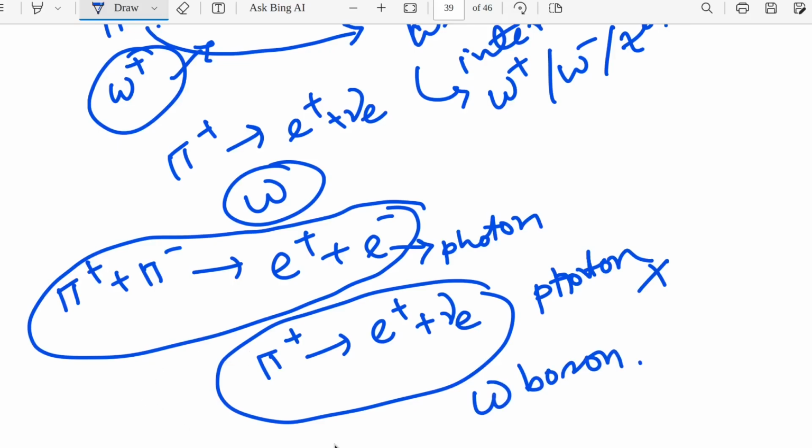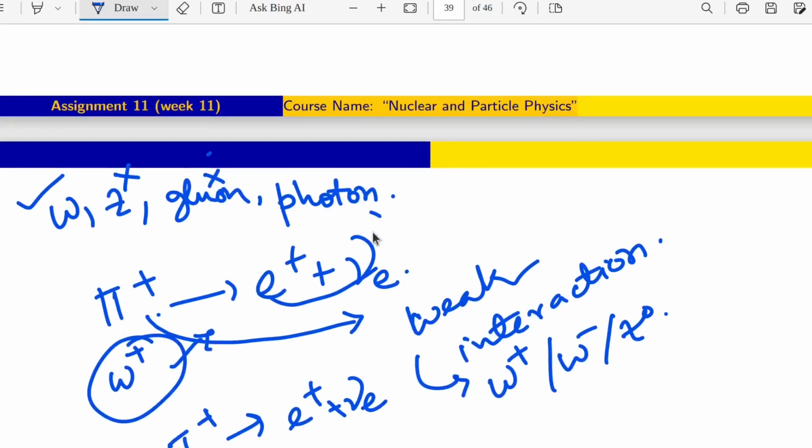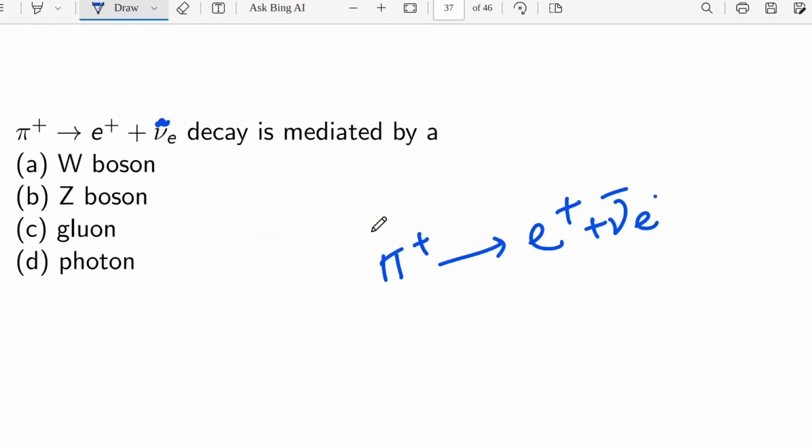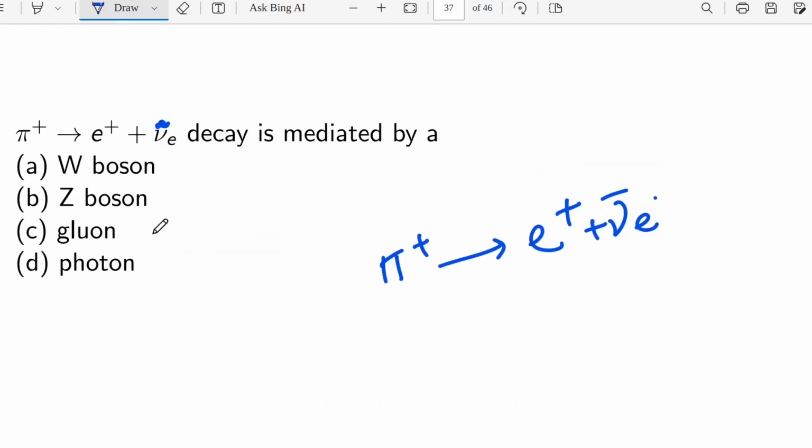This is the only one which will be the mediator for the decay of pi plus goes to E plus nu E. So pi plus goes to E plus nu E decay is mediated by a W boson, and it is not a Z boson, it is not a gluon, it is not a photon. So the correct option will be E.